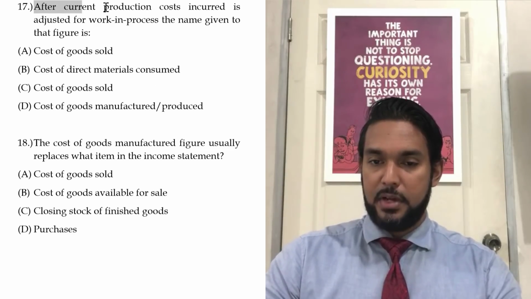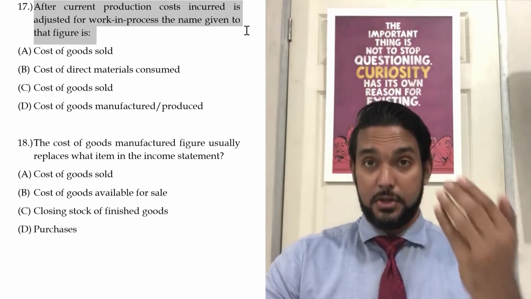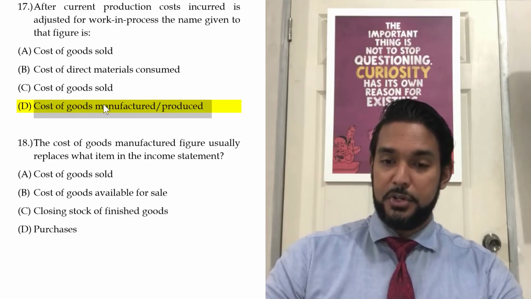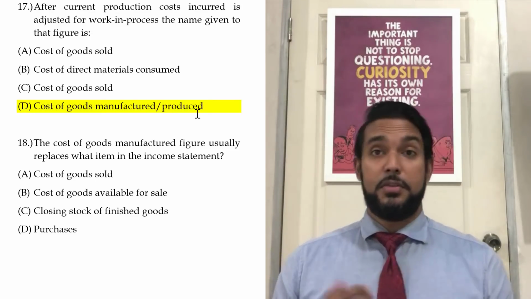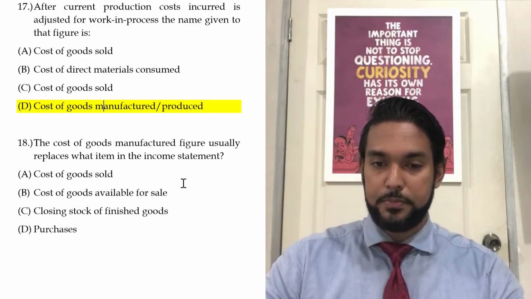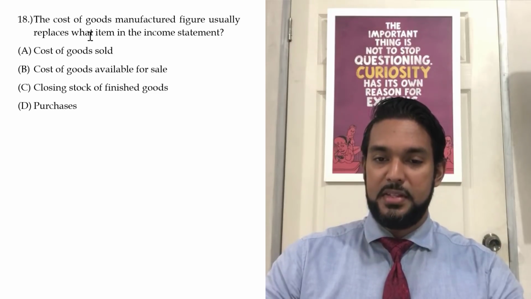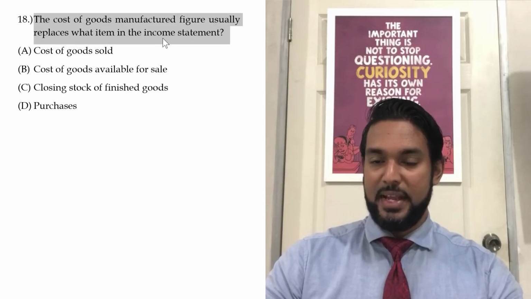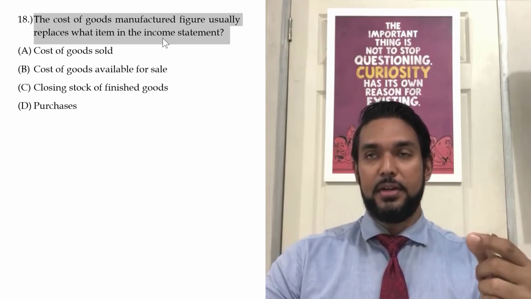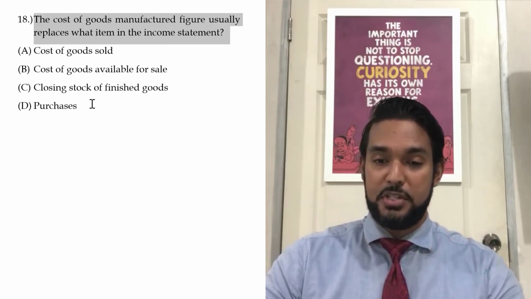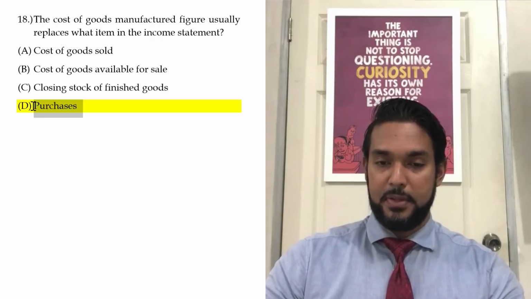Number 17. After current production cost incurred is adjusted for work in process, the name given to that figure is cost of goods manufactured or cost of goods produced, or cost of finished goods manufactured, cost of finished goods transferred to the income statement, trading account. Number 18. The cost of goods manufactured figure usually replaces what item in the income statement? So if we are making goods, chances are we are not purchasing goods. So that figure will replace the purchases figure in the income statement.